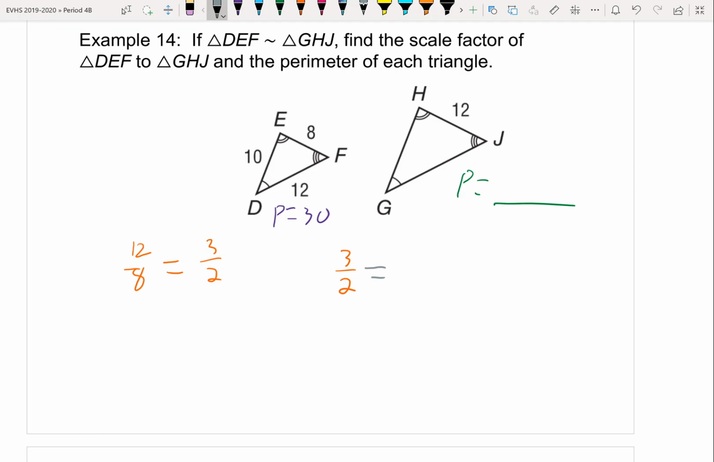Now, since I put the 12 on top, that means the perimeter from the right-hand one will go on top, which is just a P. The perimeter from the left-hand one, 30, will go on bottom. And now I just cross multiply and solve. 2 times P is 2P. 3 times 30 is 90. Divided by 2, P is 45.